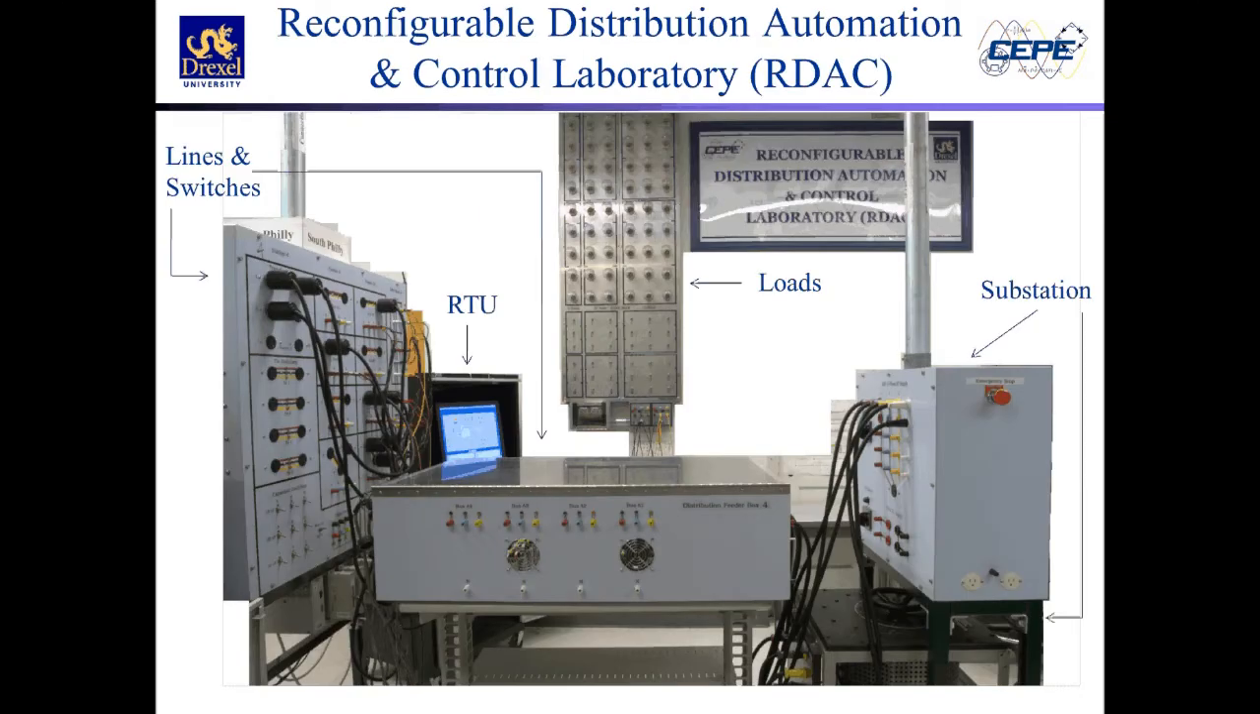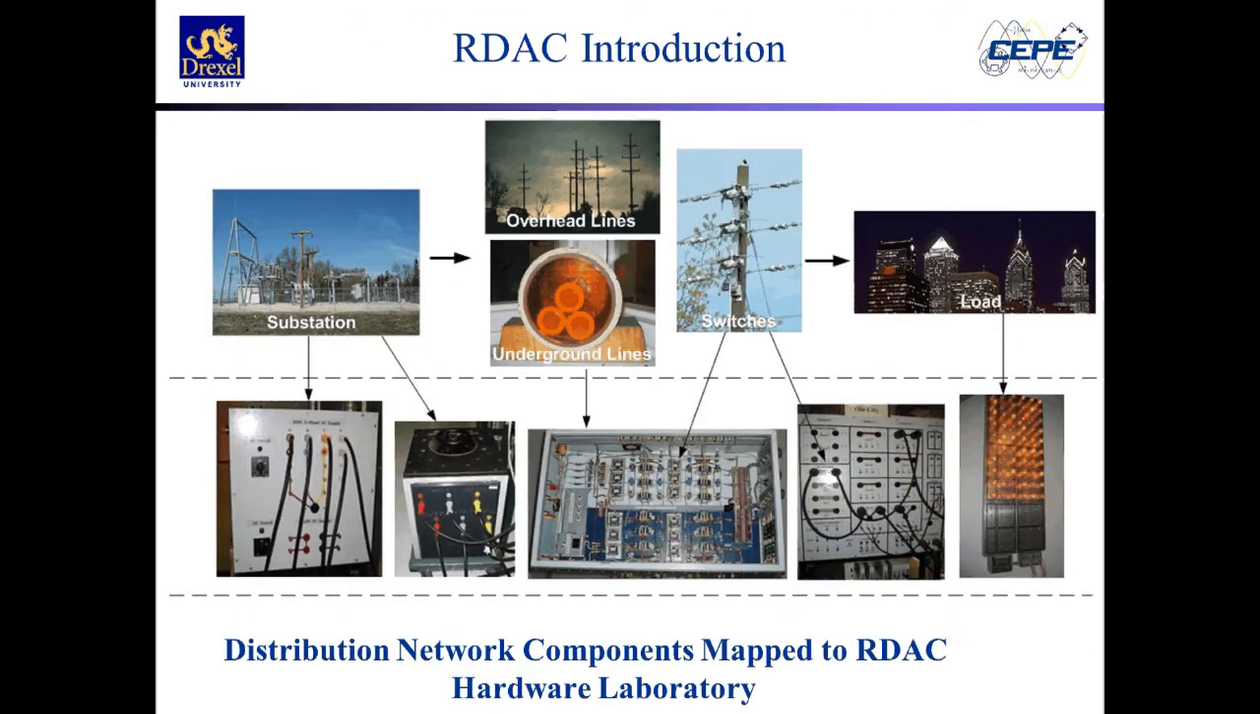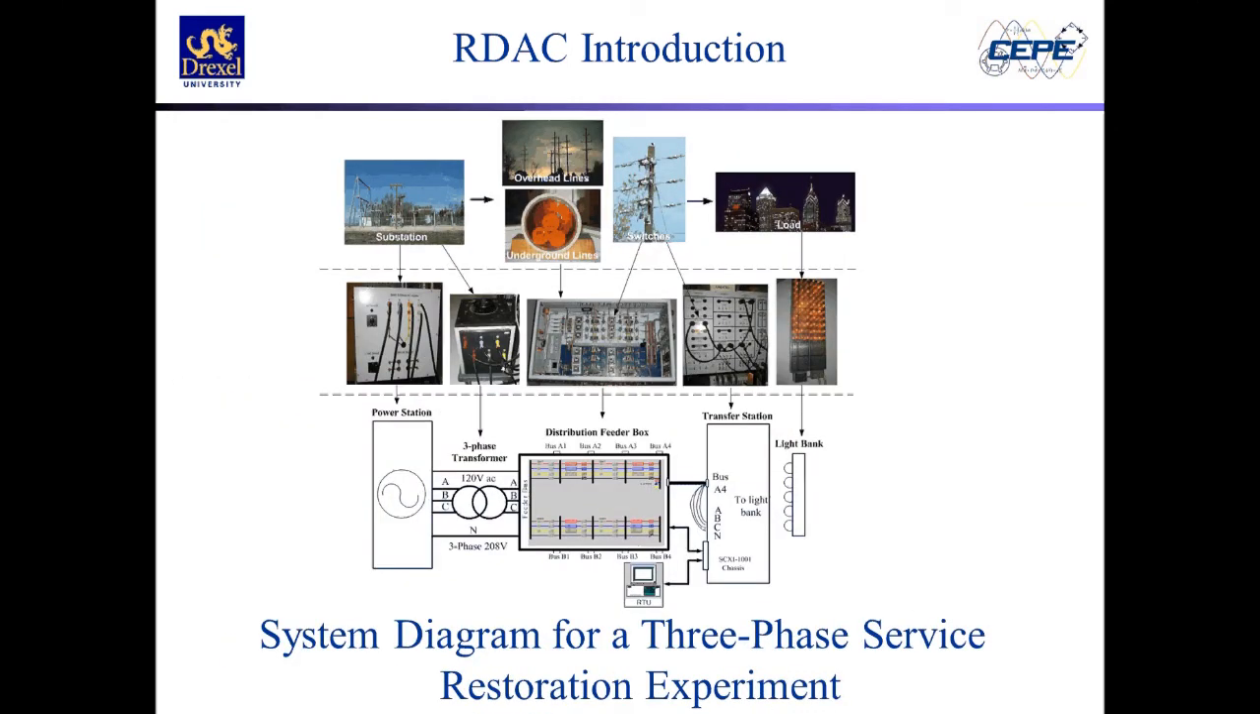To further demonstrate these concepts, Drexel's Reconfigurable Distribution Automation and Control Hardware Laboratory, or RDAC, will be employed. This laboratory models multi-phase power distribution systems. Some main components of the distribution network include a substation modeled by a three-phase variable autotransformer and a power station box. Overhead and underground lines and switches will be modeled by a distribution feeder box and a transfer station. Resistive loads will be modeled by light bulb banks. All of the components of the lab are drawn into a system diagram as shown.